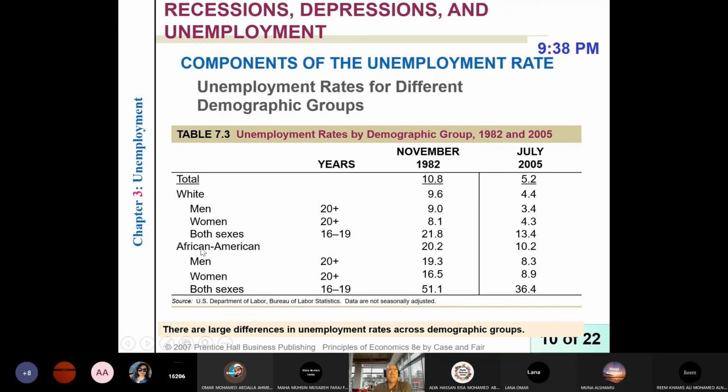What is the worst category? African American and young, with lack of experience. Half of them will be unemployed. So we can apply this. I suggest unemployment as a hot topic for a master's or even PhD thesis. Unemployment in the United Arab Emirates is a hot topic. You can collect data, analyze the data, and suggest policies to eliminate unemployment.